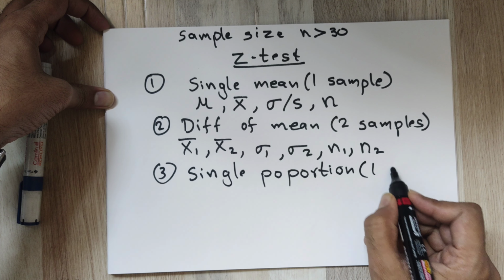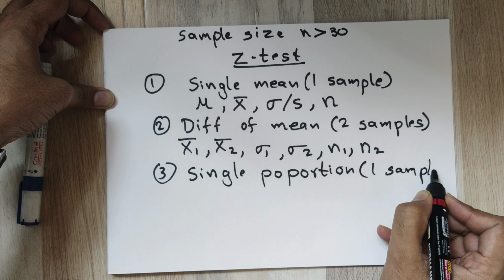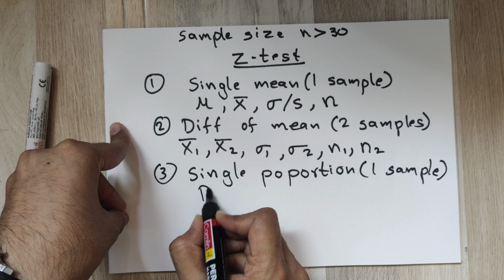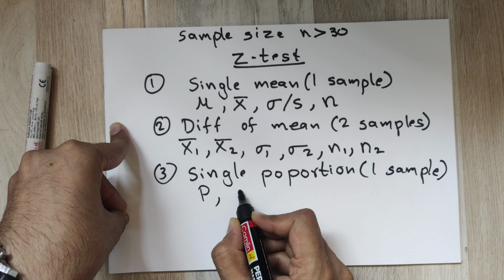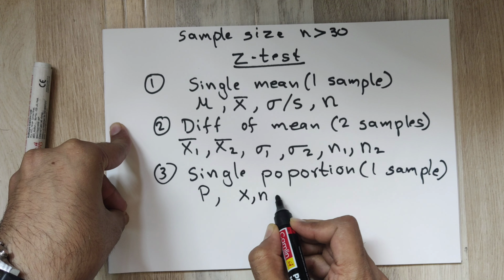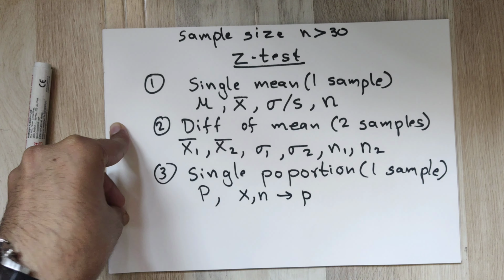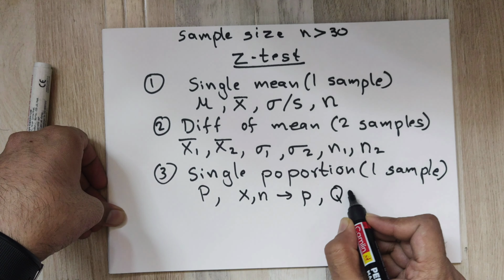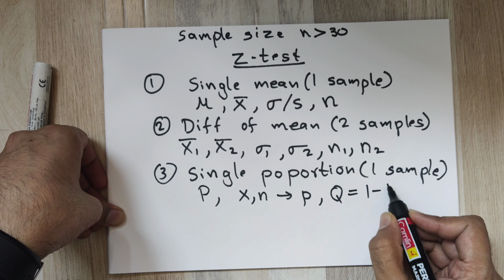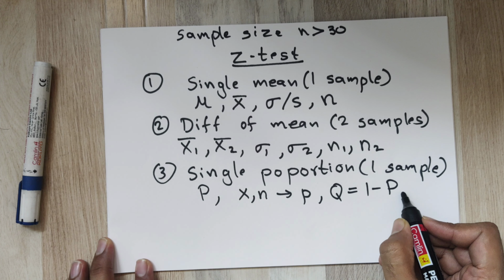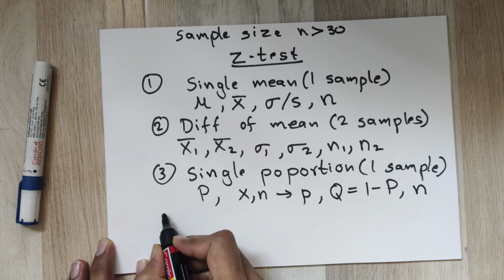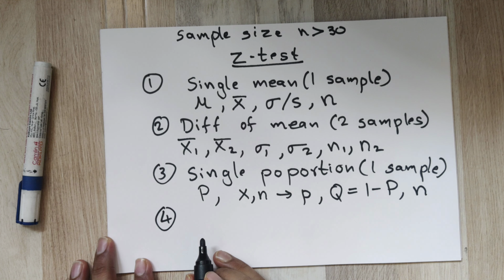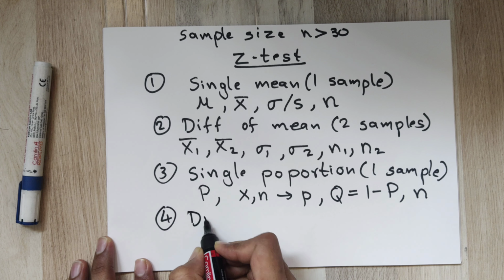So here again we'll have one sample and we'll have the population proportion. Then we'll have X and N, from which we can calculate the sample proportion. Here the parameter Q will also be there, that will be 1 minus P, and the sample size N will be given. Test number 4 is for difference of proportion.